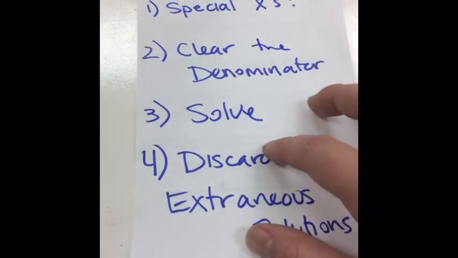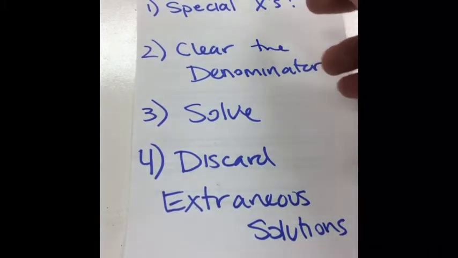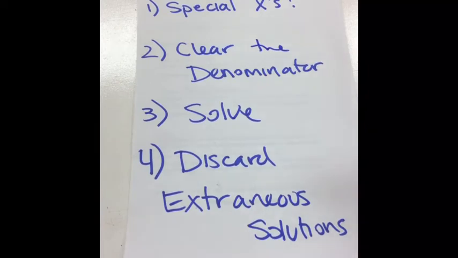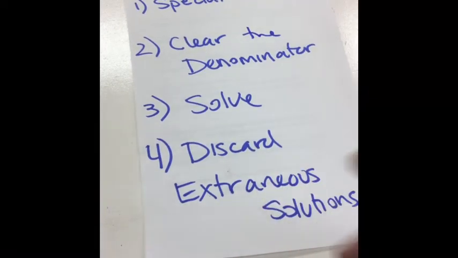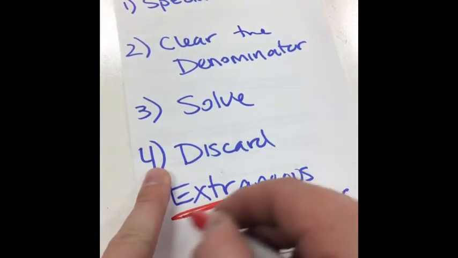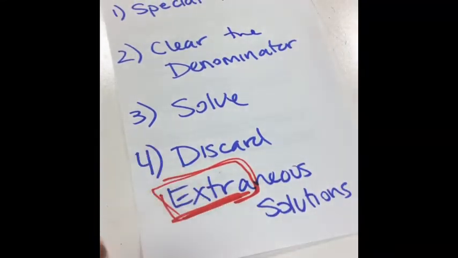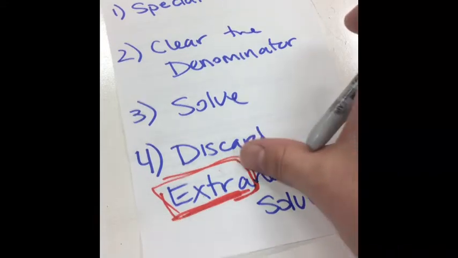Okay, these have a very specific order in which you want to do things. I've written the list here. You want to go ahead and put these in your notes. We want to clear the special x's: look for special x's, determine what they are. Clear the denominator, we'll get to that. Then solve, and then discard extraneous solutions. Extraneous solutions are extra solutions that don't actually make the problem true, and I'll show you how to determine those.